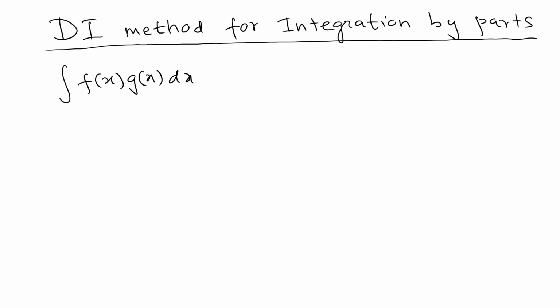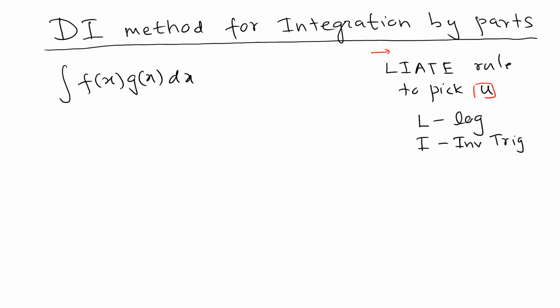So the first step is we can use the acronym LIATE. This is the rule to pick a u. It tells you which one we're going to pick as u in the integration by parts formula. So this is the priority order. What does LIATE mean? L for log, I for inverse trig, A for algebraic, T for trigonometric, and E for exponential.